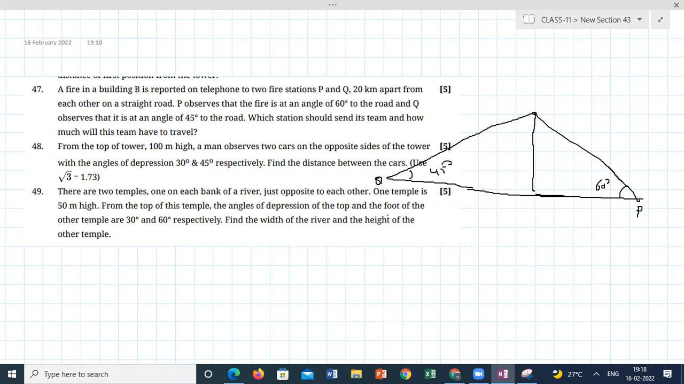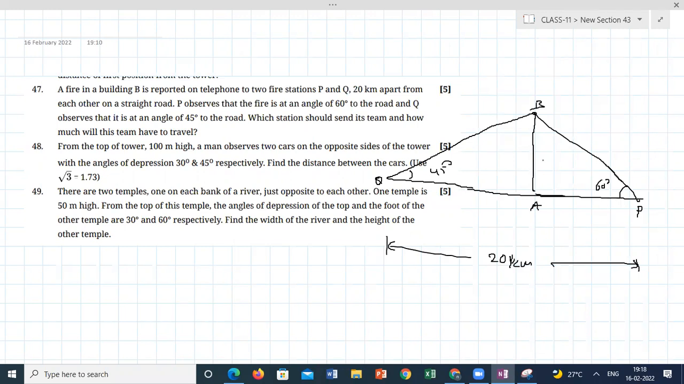Total distance is 20 kilometers, correct? This is A, this is B. Now you have to solve the question. So from P they have to send, or from Q they have to send? Students, is it clear what I'm saying?